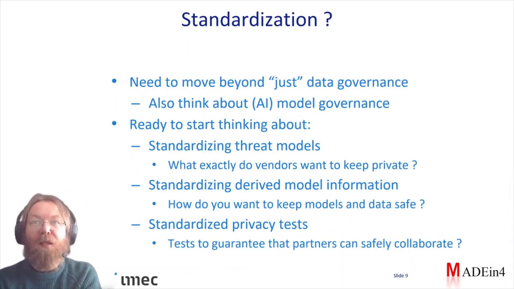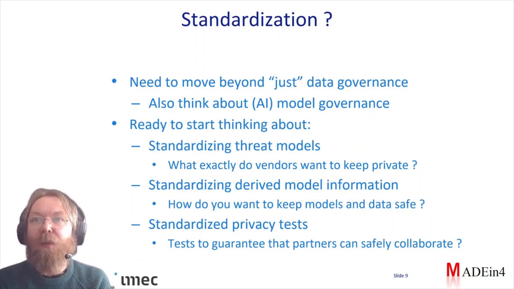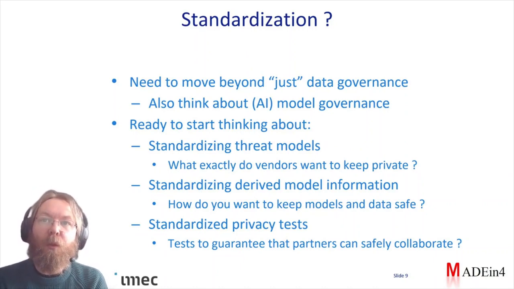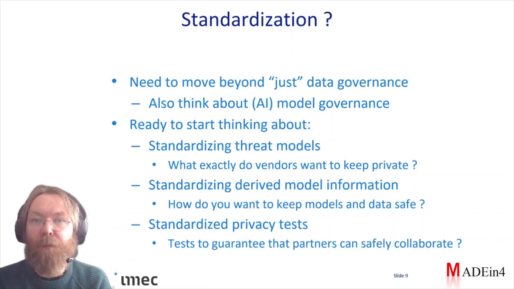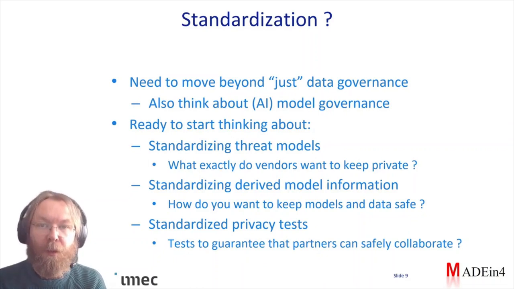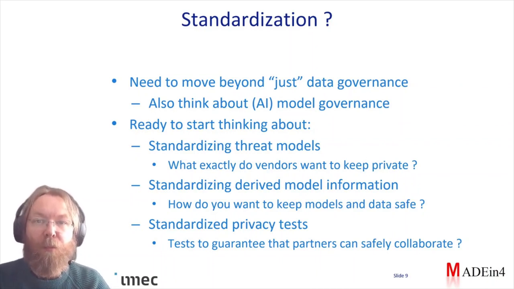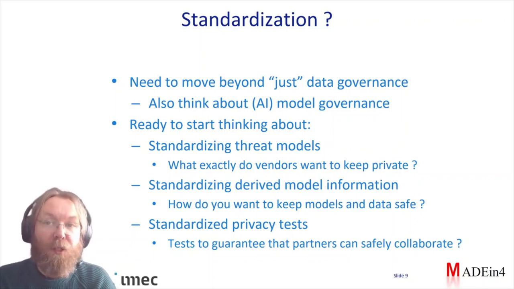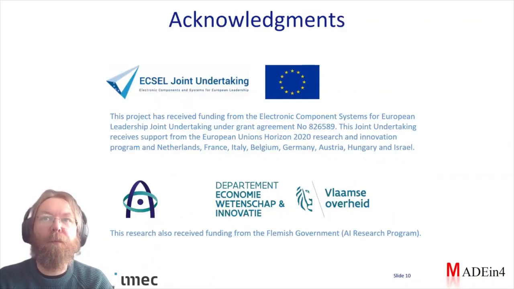Now, I promised to talk about standardization, and that's because we believe we need to move beyond data governance. That's important, but we would argue that we also need to start to think about AI model governance. Think about what threat models we want to protect against. Think about what would be safe derived model information to share. And last but not least, think about standardized privacy tests, a test that can guarantee that partners can safely collaborate, that the data and the models and the information they have inside their machine, as a result, the knowledge in building that machine, remains private.